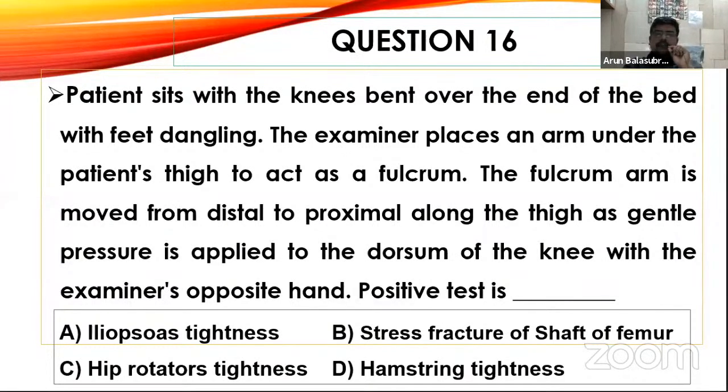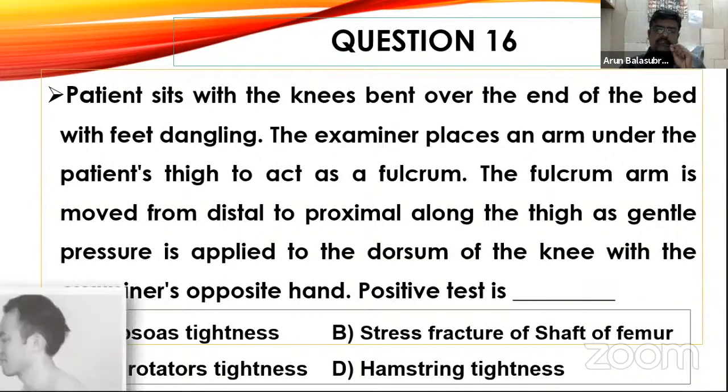The patient sits with the knees bent over the edge of the table and the feet dangling. The examiner places an arm under the patient's thigh to act as a fulcrum. The fulcrum arm is moved from distal to proximal along the thigh as gentle pressure is applied to the dorsum of the knee with the examiner's opposite hand. A positive test indicates iliopsoas tightness, stress fracture of the shaft of the femur, hip rotator tightness, or hamstring tightness.